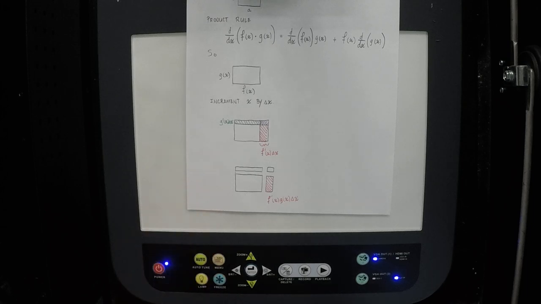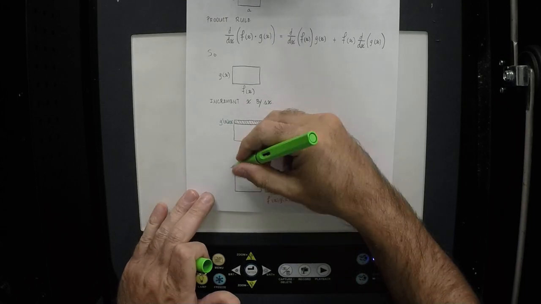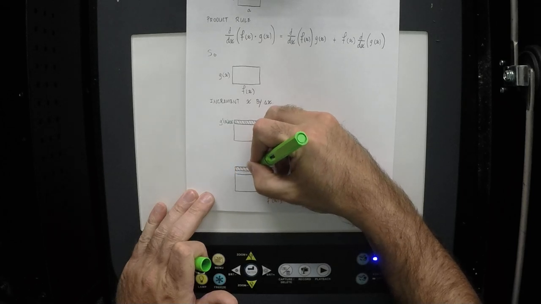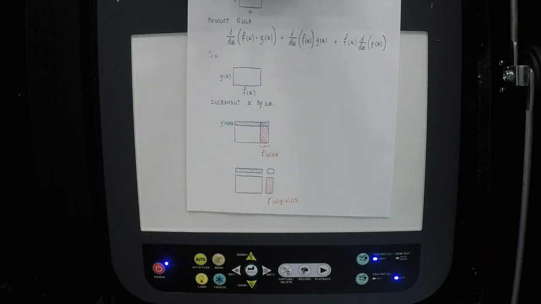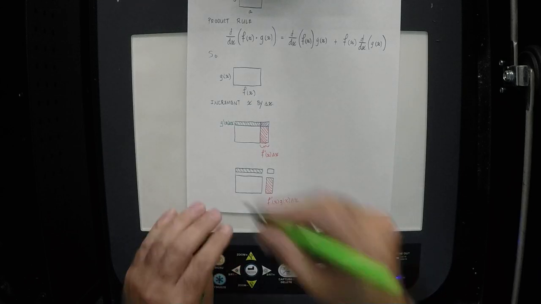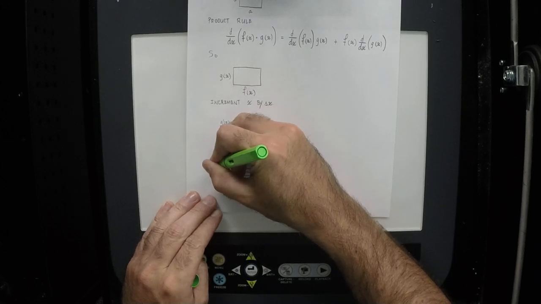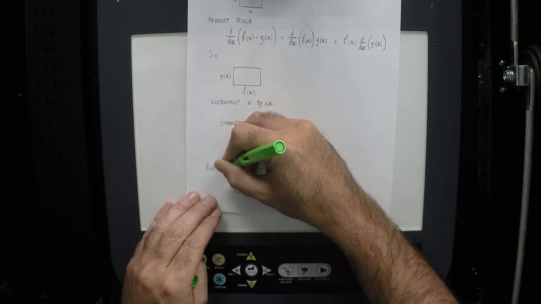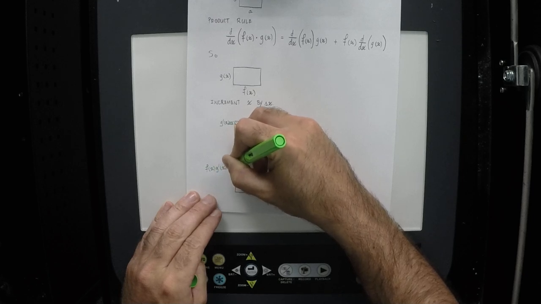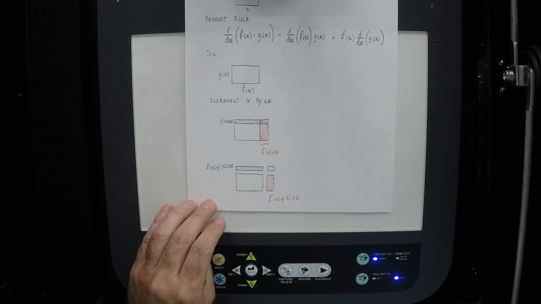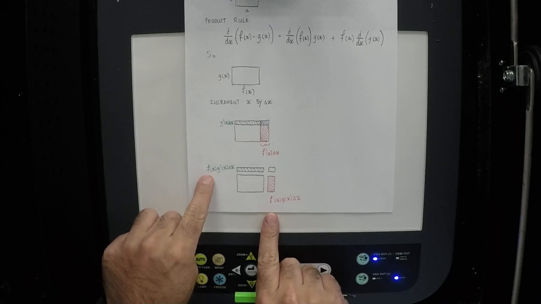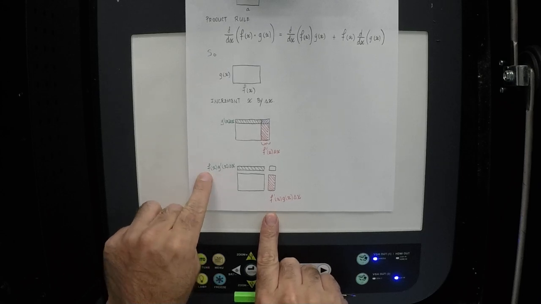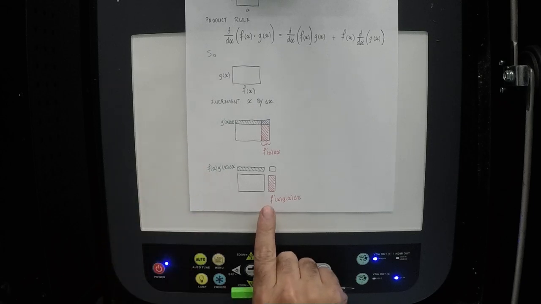Base times height. Similarly, for the green piece, its area will be base times height. We know its height. Its height is g prime of x, delta x. What's its base? f of x. So its area is f of x, g prime of x, delta x. Notice that for the red and the green, the green one has a derivative with g but not with f, and the red one has a derivative with f but not with g.